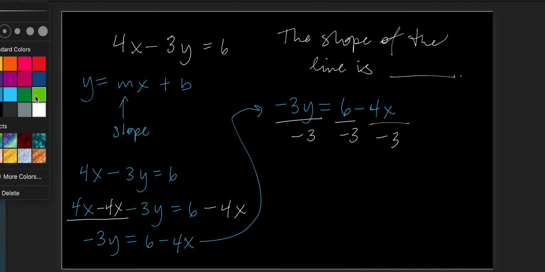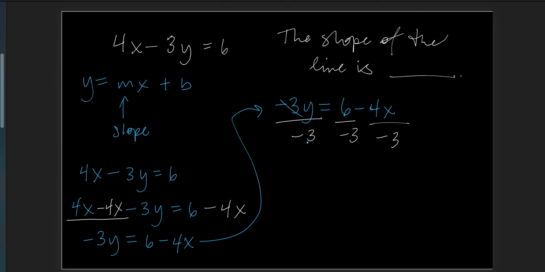Then I write down what we have. And these cancel because that equals 1. 1 times y is just y. 6 divided by negative 3 is negative 2. And negative 4 divided by negative 3 is a positive, so we have plus 4/3 x. So just to write that in y equals mx plus b form, I'm going to switch around these terms. And you can see the slope now, right here, 4/3. So 4/3 goes right here.